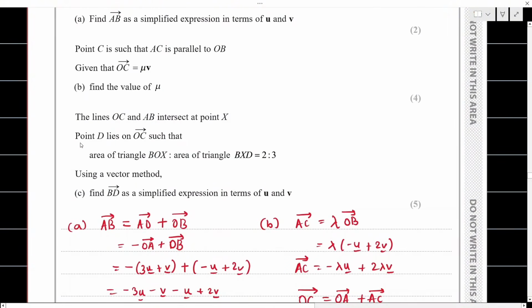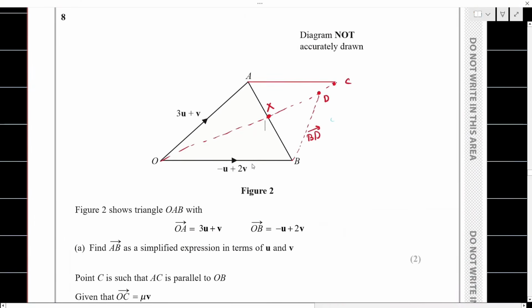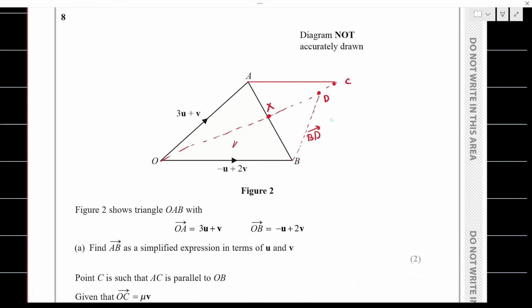And it is also given that point D lies on OC, such that the area of the triangle BOX to the area of the triangle BXD is equal to 2:3. So we are given the ratio of the area of our triangle BOX and the area of the triangle BXD, and D lies on our line OC. Now with this information, we have to find an expression for BD.